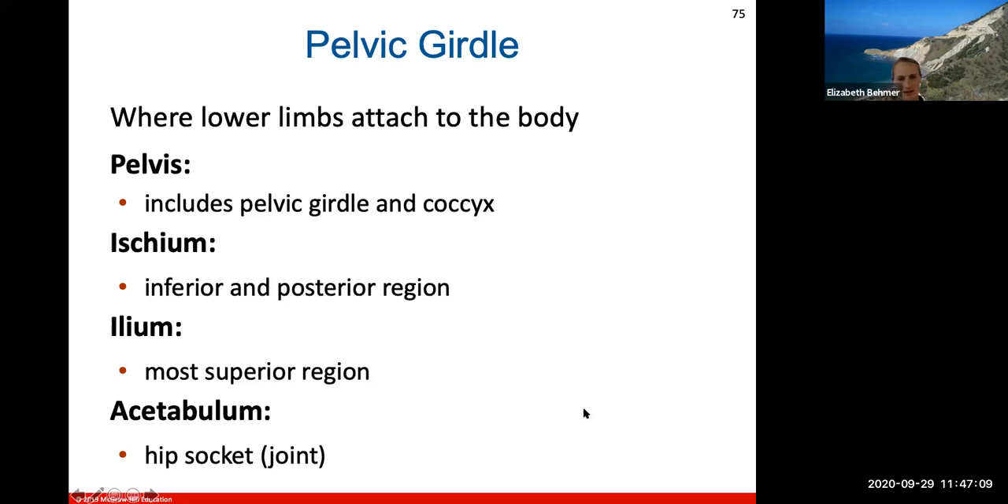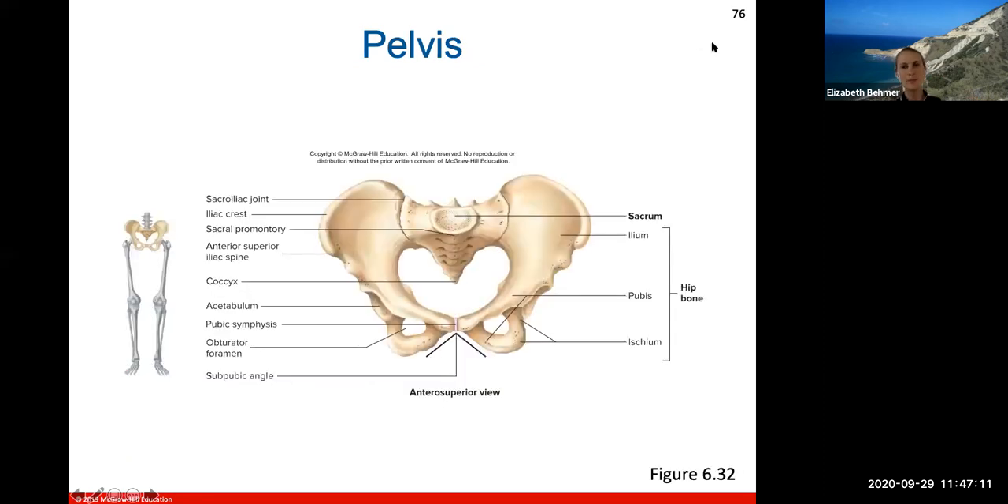Okay, so let's take a look. So here is your pelvis, and your pelvis consists of the hip bone. And the hip bone is made up of three separate bones that fuse together. So the ilium is shown up here, and then the pubis and the ischium are the two bones at the bottom. The pubis will be the bone in the front part of the hip bone, and the ischium is the bone in the back. The pelvis itself also includes the sacrum and coccyx in its description.